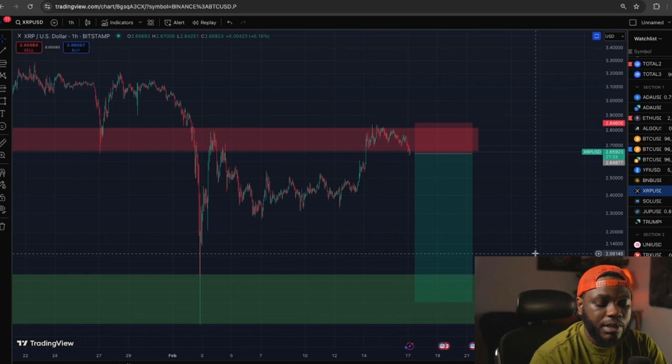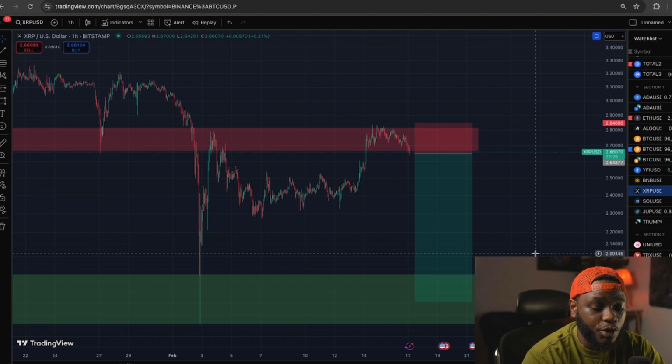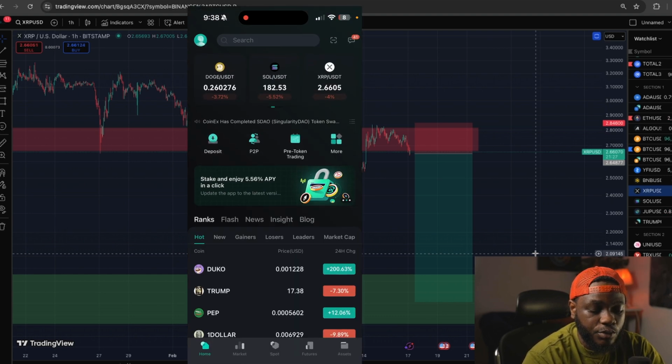All right, so the next thing you want to do is open your trading app. For this we'll be using CoinX.